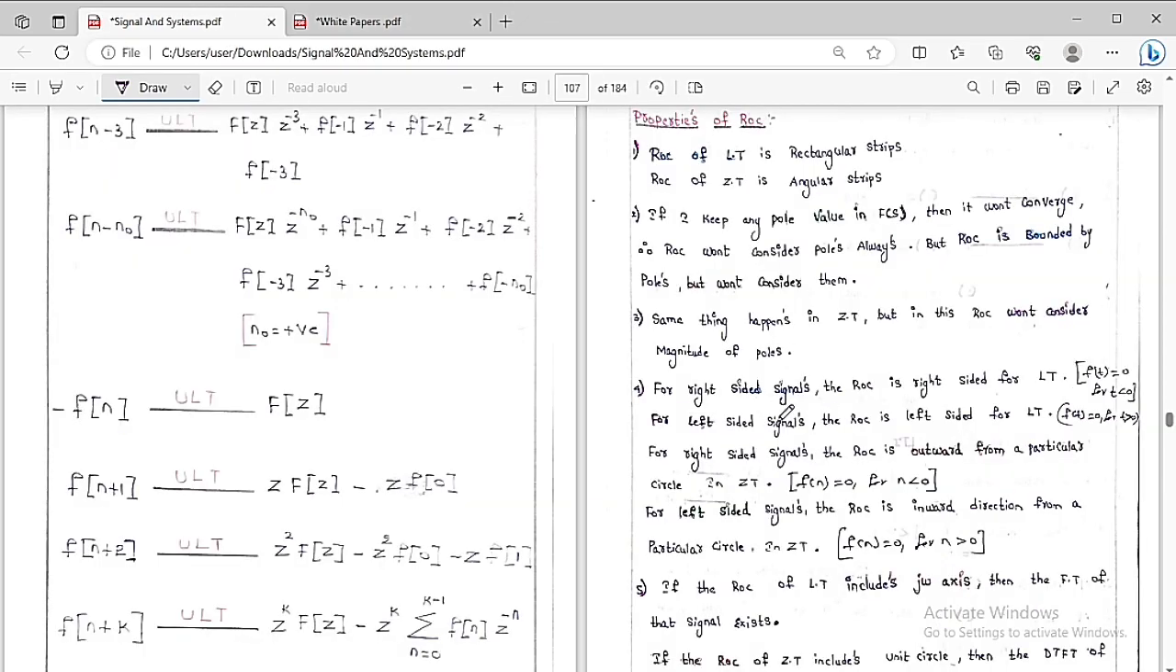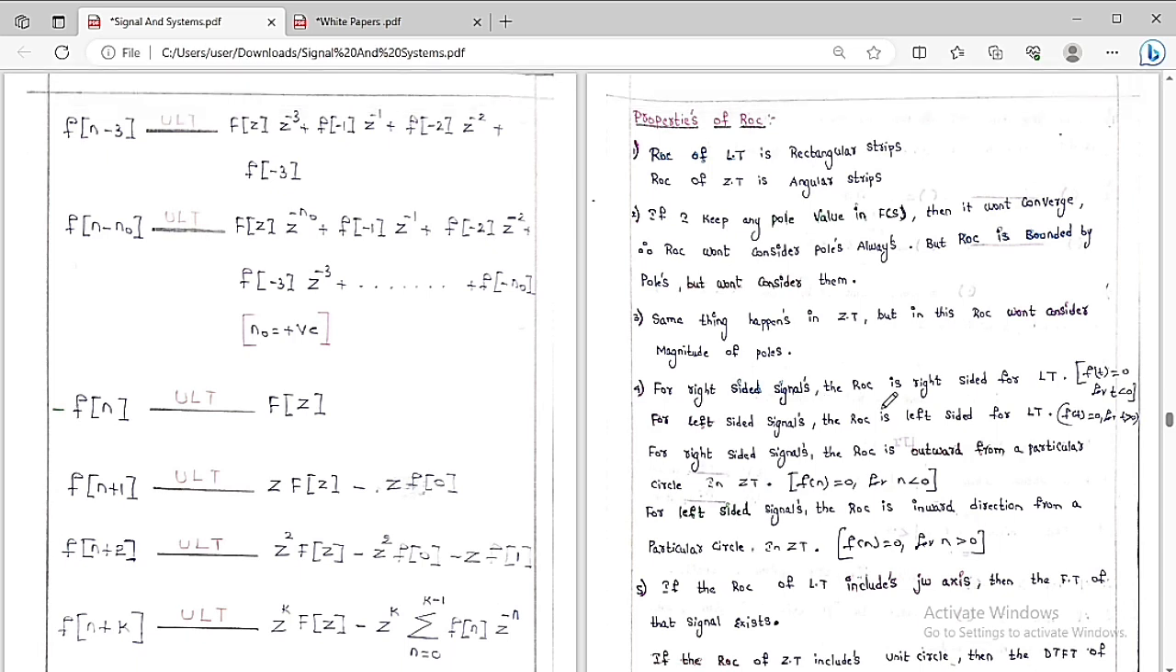The same thing I have written here. For right-sided signals, f of t is equal to 0 for t less than 0, and the ROC is to the right side of the S-plane. For left-sided signals, f of t is equal to 0 for t greater than 0, and the ROC is always to the left side of the S-plane. Similarly, in the discrete time domain, for a right-sided signal, f of n is equal to 0 for n less than 0, and the ROC is always outward of a particular circle in the Z transform. For a left-sided signal, f of n is equal to 0 for n greater than 0, and the ROC is in the inward direction of a particular circle in the Z transform.